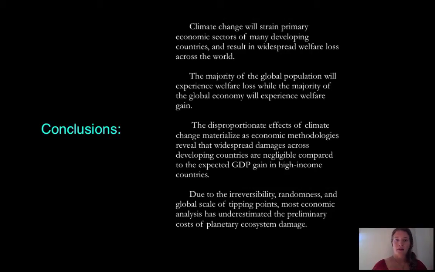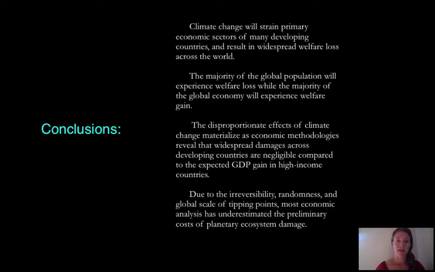So overall conclusions: it is well documented that climate change will strain primary economic sectors of many developing countries and result in widespread welfare losses across the world. Evidence of the disproportionate effects of climate change materialize in such a way that the global population will experience the worst economic and environmental damages of climate change, while higher income countries, which have the global share of the economy, will experience the least effects and are projected to experience welfare gain.